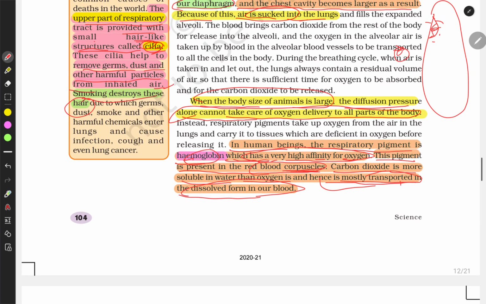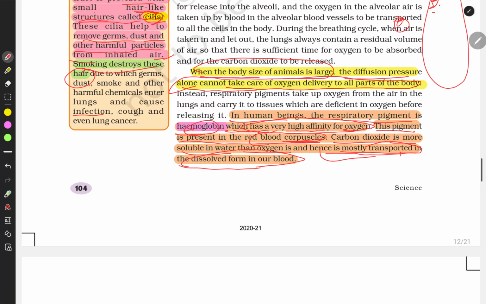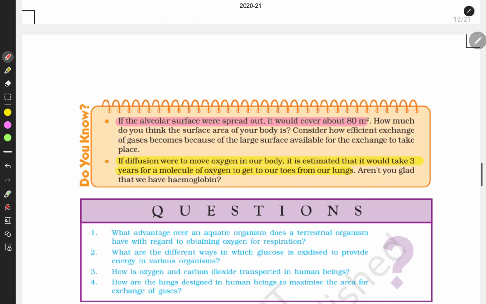This is why smoking is not good for our health. It causes infection, cough, and even lung cancer. If the alveolar surface were spread out, it would cover 80 meters. This is how the surface area is so large, and it facilitates a huge amount of exchange of carbon dioxide and oxygen.